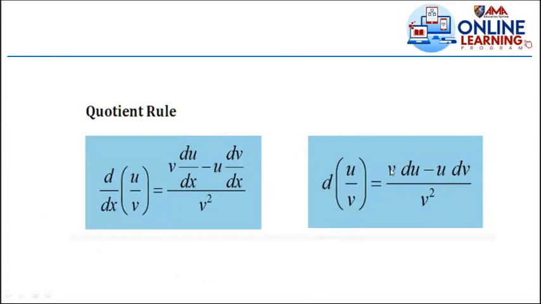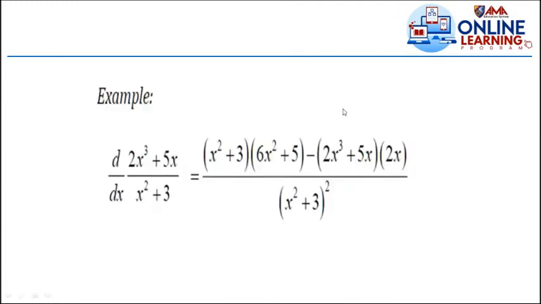This time, subtraction is not commutative, no? It cannot be reversed. So this is our fixed formula for division: v du minus u dv all over v squared. But in multiplication, it's u dv plus v du, or v du plus u dv. Okay? So we have our example.